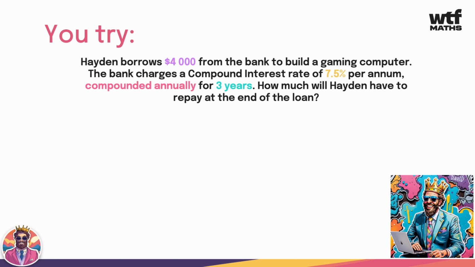Alrighty, here's a question I'd love you to try. Hayden borrows $4,000 from the bank to build a gaming computer. The bank charges a compound interest rate of 7.5% per year, compounded annually for 3 years. How much will Hayden have to repay at the end of the loan? I'll give you the formula, but if you could pause the video, give it a go, and try to work out the values, that'd be awesome.